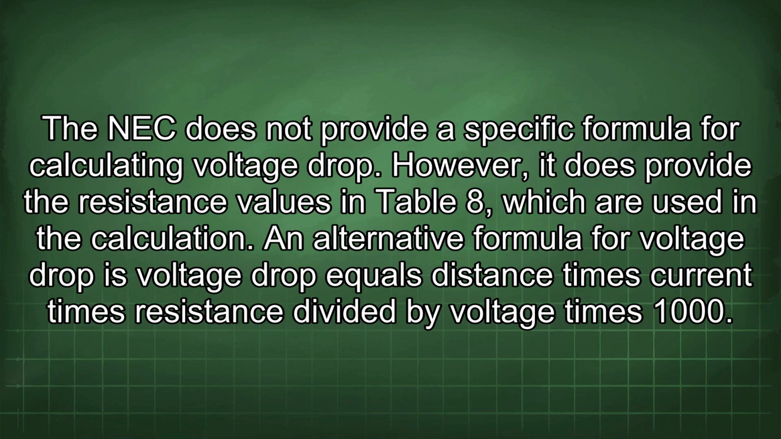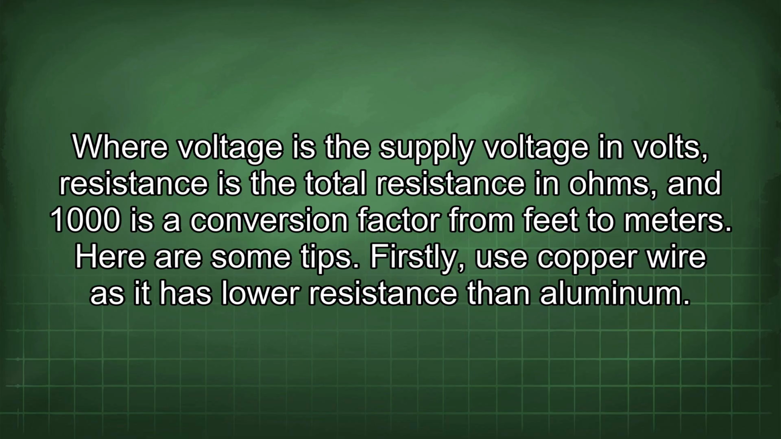The NEC does not provide a specific formula for calculating voltage drop. However, it does provide the resistance values in Table 8, which are used in the calculation. An alternative formula for voltage drop is voltage drop equals distance times current times resistance divided by voltage times 1000, where voltage is the supply voltage in volts, resistance is the total resistance in ohms, and 1000 is a conversion factor from feet to meters.